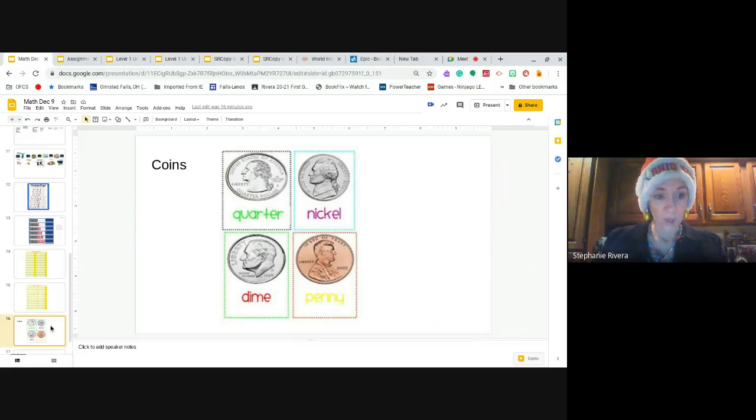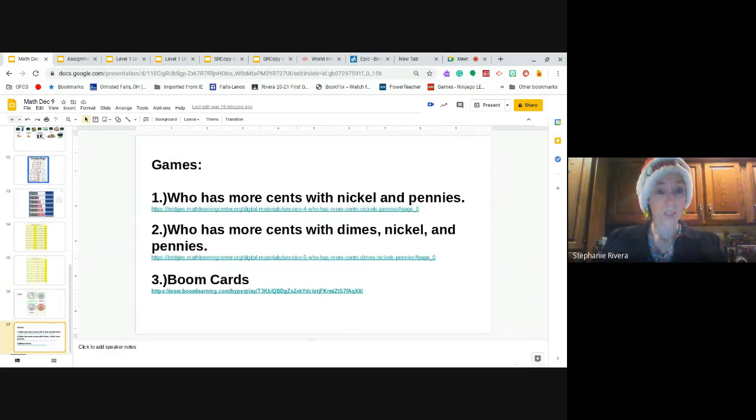All right, so we're going to use those coins to play a game today. We're going to do 2 games with money. And then the third one is just boom cards, and you are going to click on them and find the 3D shapes. It's kind of a cool little game. Well, let's check out this first game. It says, who has more cents with nickels and pennies?